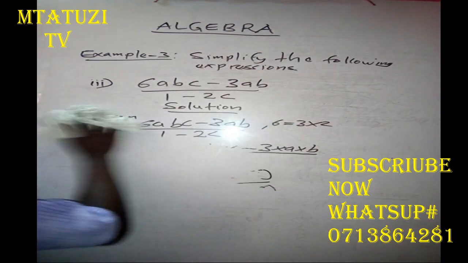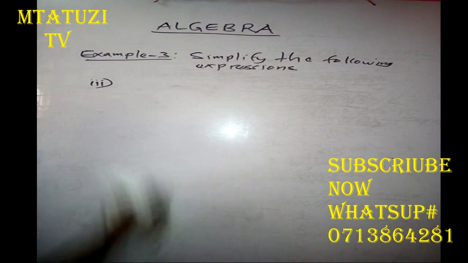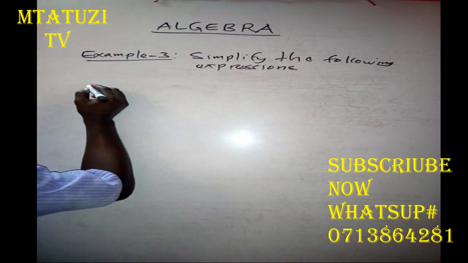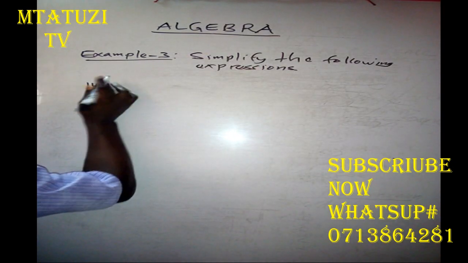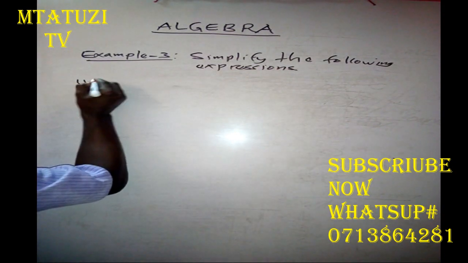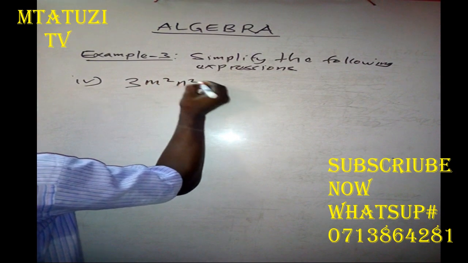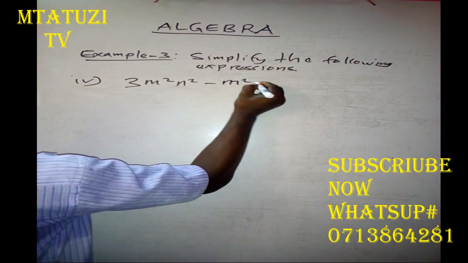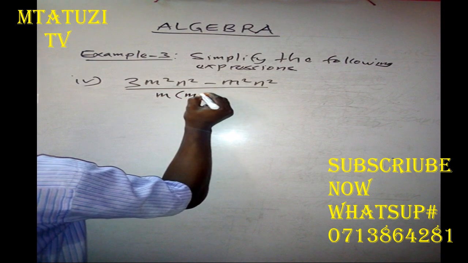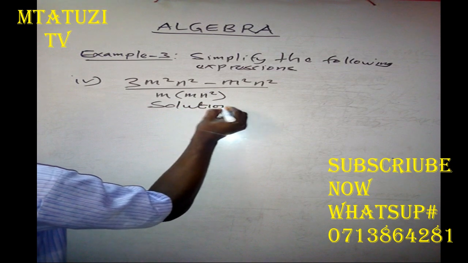Okay. Coming to question number 4. You are given 3m square n square minus m square n square divided by m in bracket m times n square. So how to simplify a question like this one? Solution.